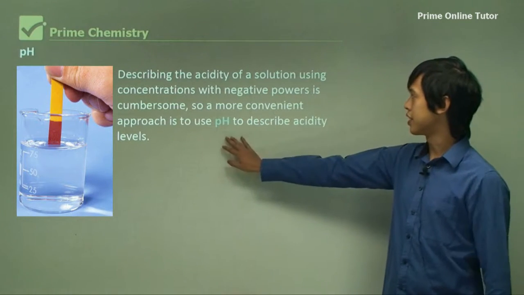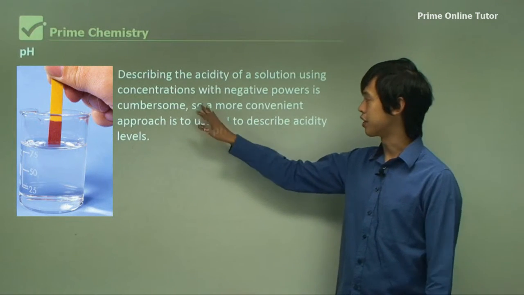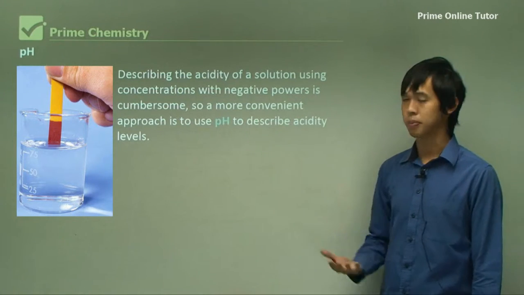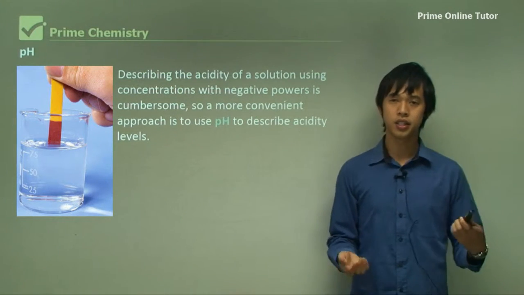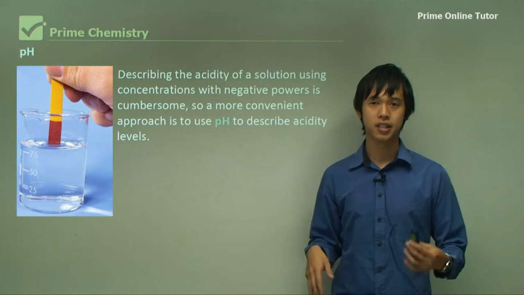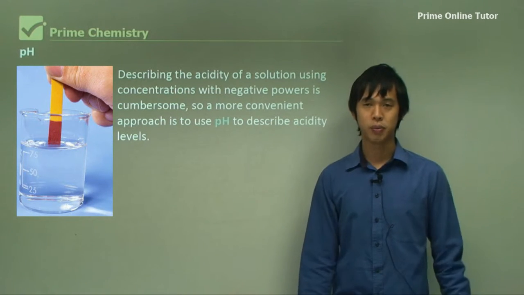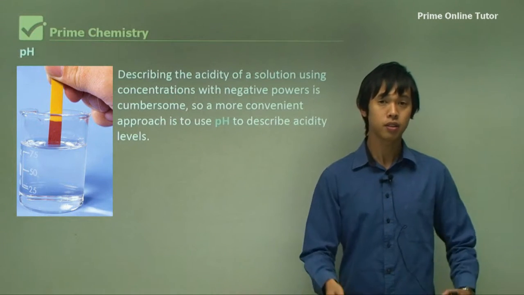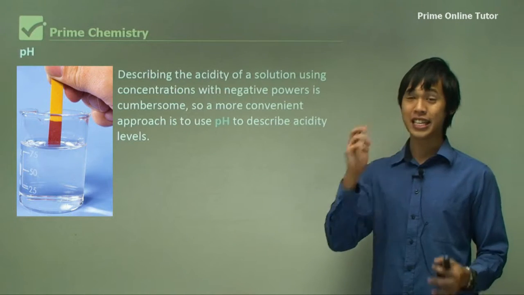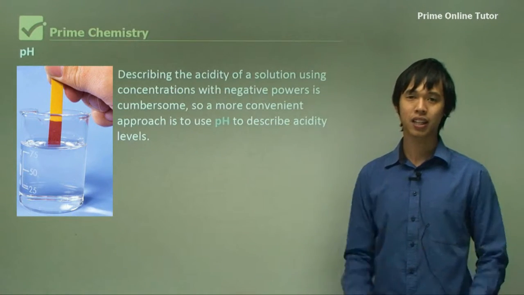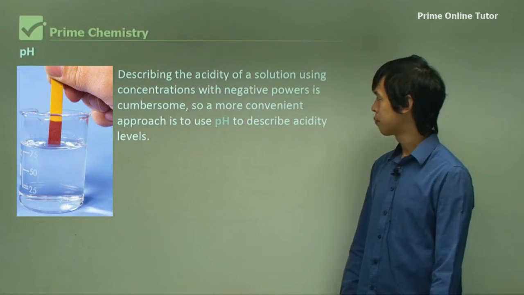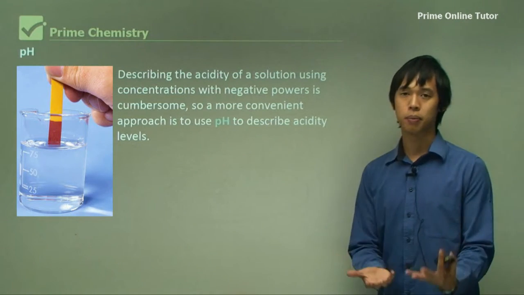So describing the acidity of a solution using concentrations with negative powers is cumbersome. Okay? So I certainly don't like using 1 times 10 to the minus 7 or 1 times 10 to the minus 8 numbers a lot. They're not very easy to use. Mathematically, they're quite painful to work with. So what we use is a more convenient approach.